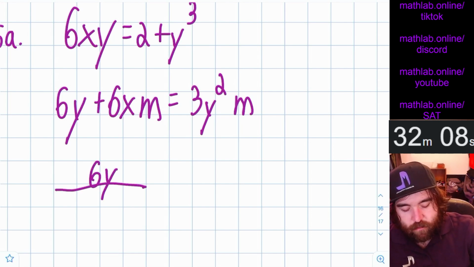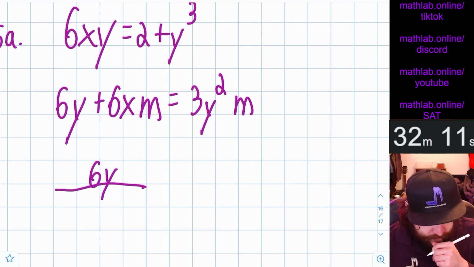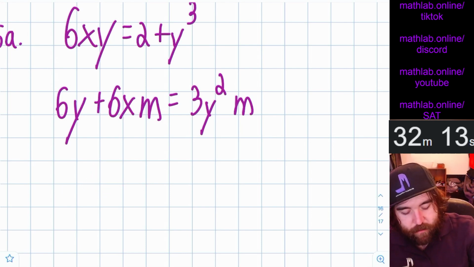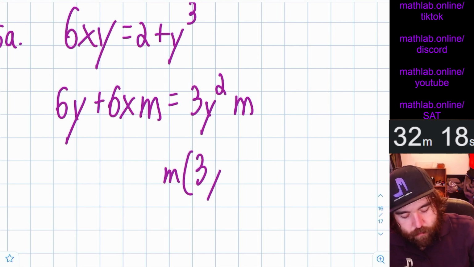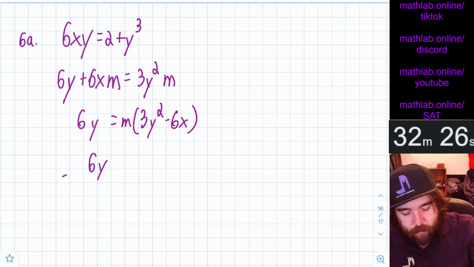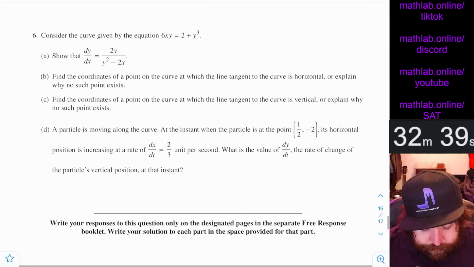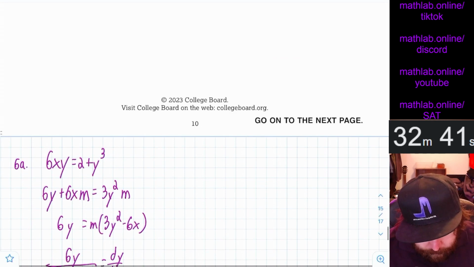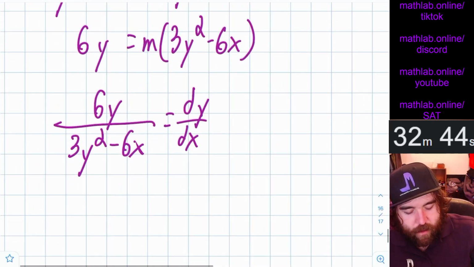So it should be 6y. I feel like I need to add another step in there to actually show it. So let's go m times 3y squared minus 6x equals 6y. So therefore it should be 6y over 3y squared minus 6x equals dy dx. Yeah. 2y. How did I not see that?